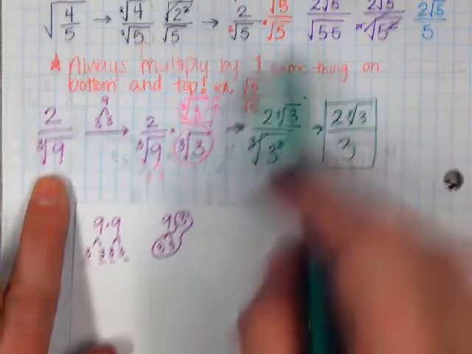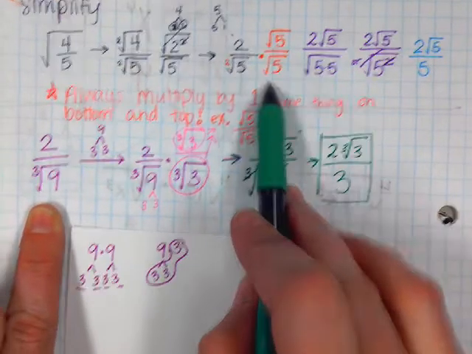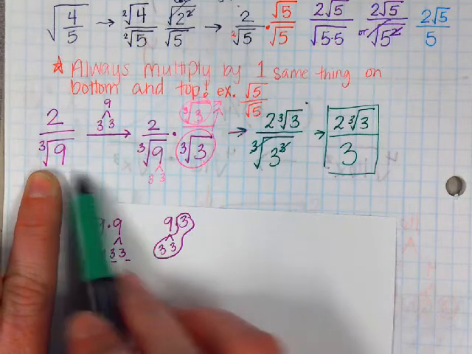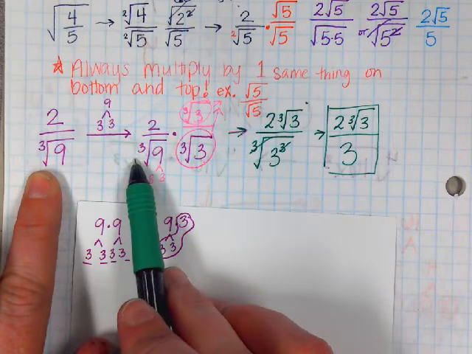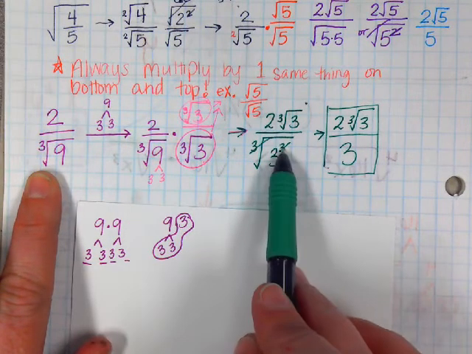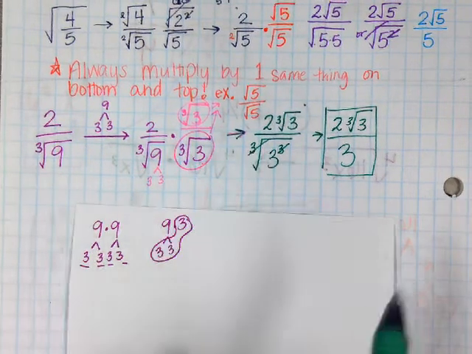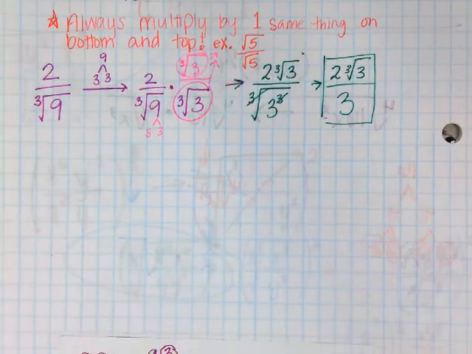So again, you didn't want to just multiply by this identical thing like we did up here. You would want to multiply by whatever you need to complete the cube. So remember, a cube and a cube root cancel.